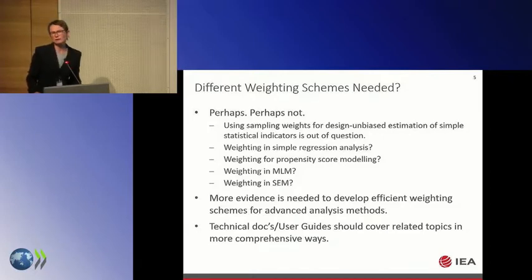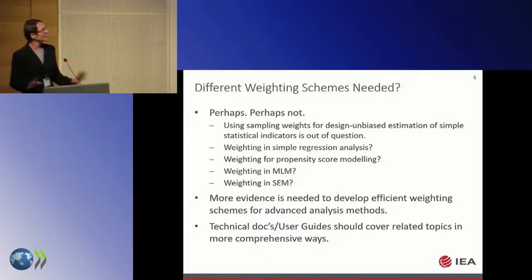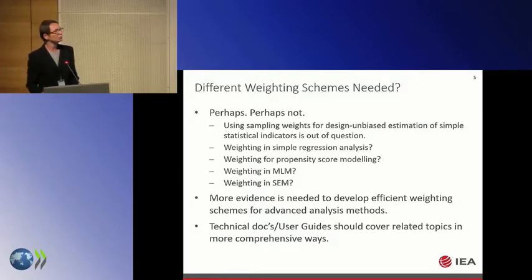So when we ask ourselves, are different weighting schemes needed now? Honestly, my very honest opinion at this moment in time is perhaps not. I think using sampling weights for design-unbiased estimation of simple statistical indicators is really totally out of the question. Nobody would ever discuss this, or I haven't seen any debate about that, at least not for a very long time.